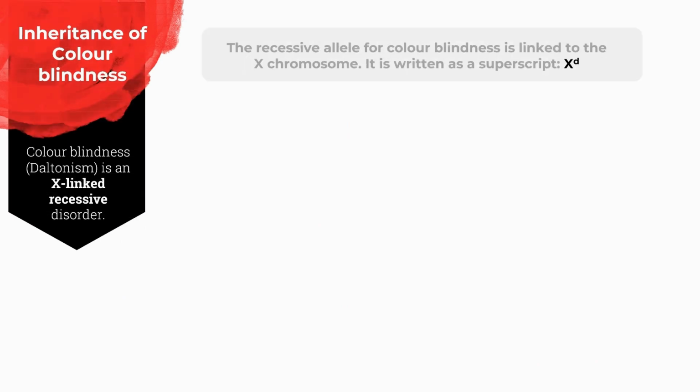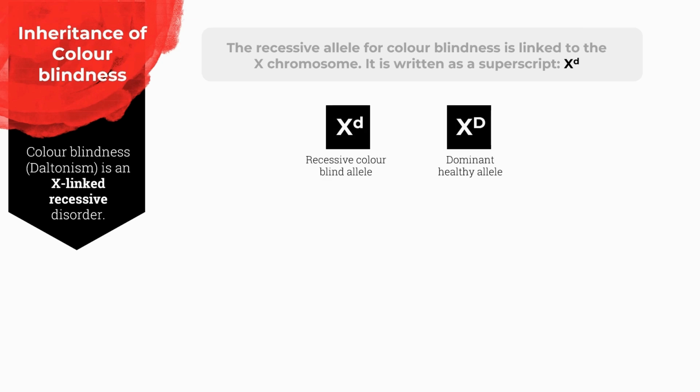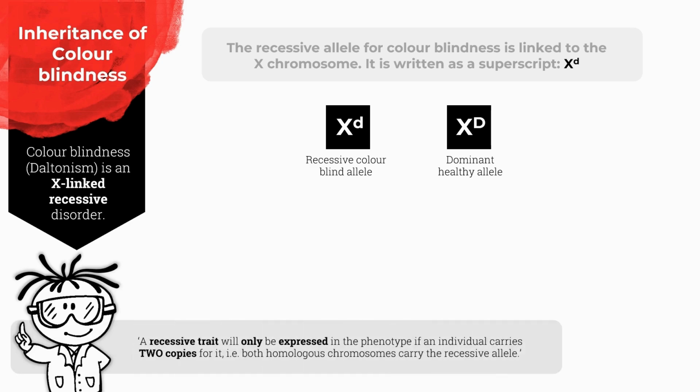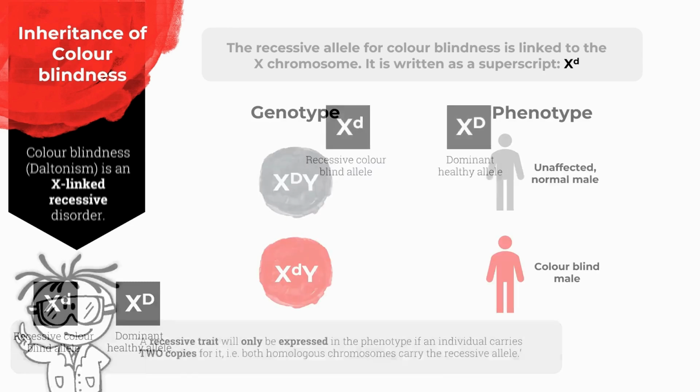Because the scientific name for color blindness is daltonism, we will use an uppercase and lowercase letter D to represent the allele. An X chromosome with a lowercase d linked to it represents the recessive colorblind allele, and an X chromosome with an uppercase D linked to it represents the dominant healthy allele. Now remember from our previous video on complete dominance that a recessive trait will only be expressed in the phenotype if an individual carries two copies for it. In other words, both homologous chromosomes carry the recessive allele.